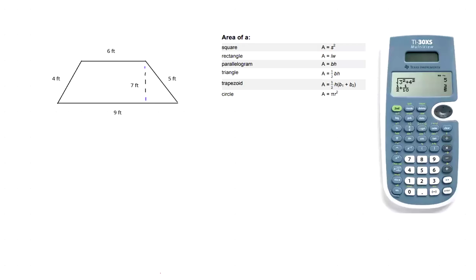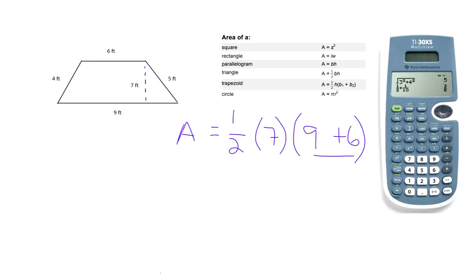All right, one more here. So we've got area is equal to 1/2 the height, which in this example is 7, times the bases, which is going to be 9 plus 6. So first step is to add inside the parentheses. 9 plus 6 is 15. Area equals 1/2 times 7 times 15. Go ahead and punch that in the calculator. I like to do the 7 times 15 and then divide by 2. And in this one, you actually end up with a decimal, which is fine. Don't let that scare you away.